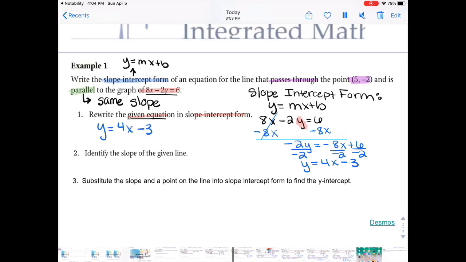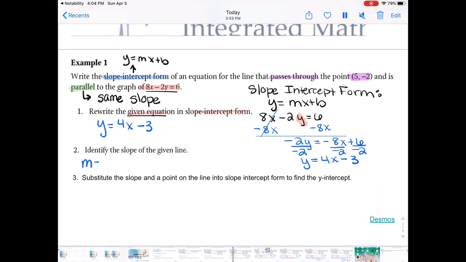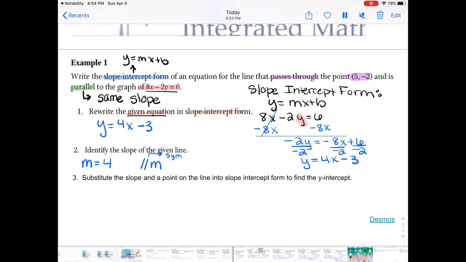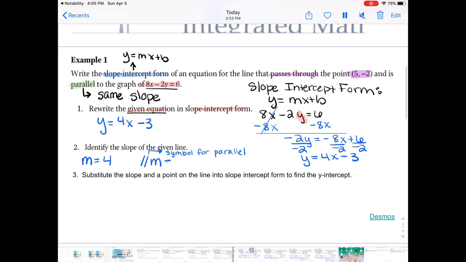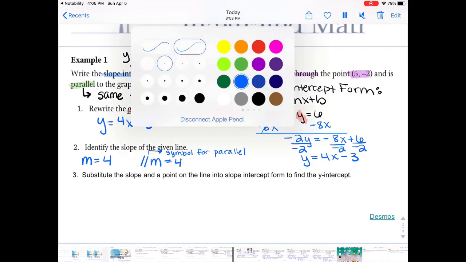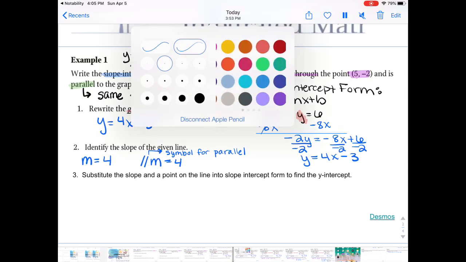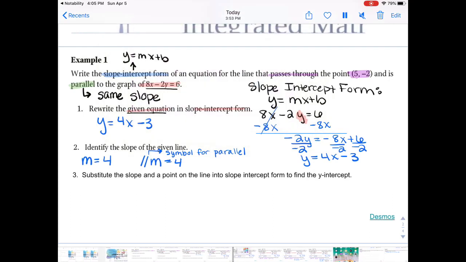So the only thing I need from this equation is its slope. So step 2 says identify the slope, and our slope is 4. So the parallel slope, I'm just going to use that symbol for parallel. If the slopes are parallel, they would be the exact same, so the parallel slope would also be 4. So that parallel slope is 4.